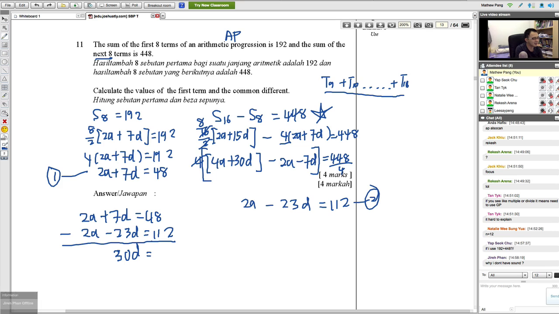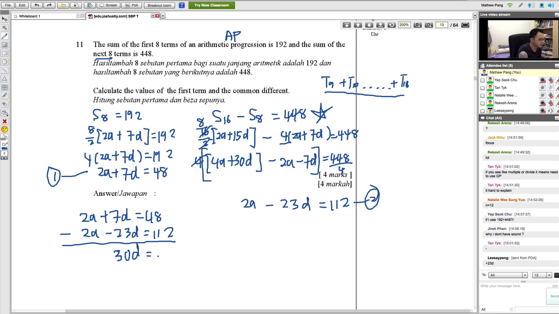This one you subtract, basically you will get, and I did something wrong. Well, okay, 48 minus 112 is negative 64, but the number is just not so nice. Let me check. Did I do anything wrong here? No, right? There should be no mistake, but let me see my working.